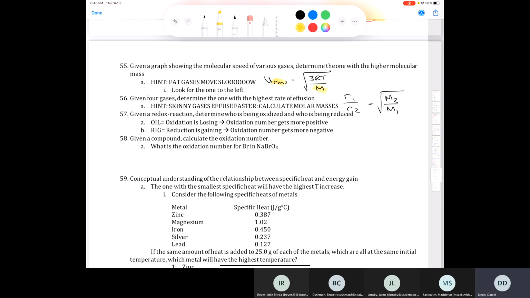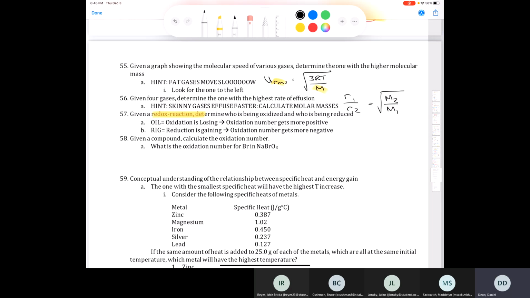Redox is also really important. So oxidation is losing electrons, reduction is gaining electrons. Oxidation number, you have to know how to calculate an oxidation number. For example, what's the oxidation number in sodium bromate?